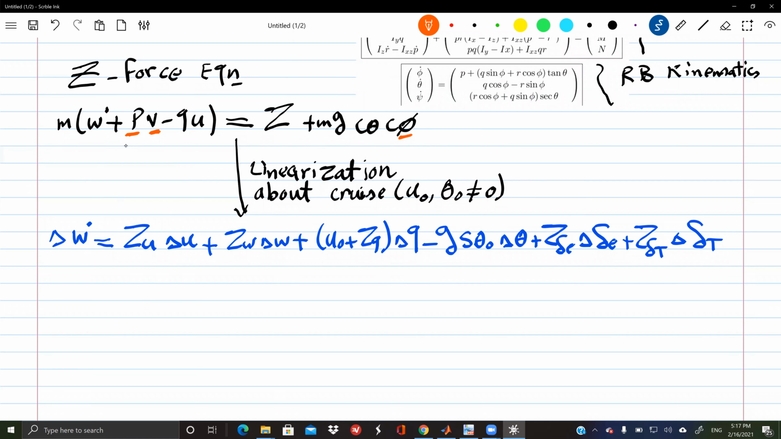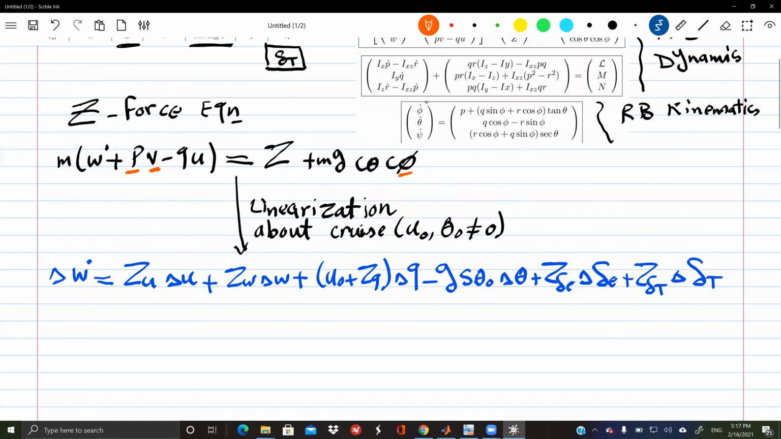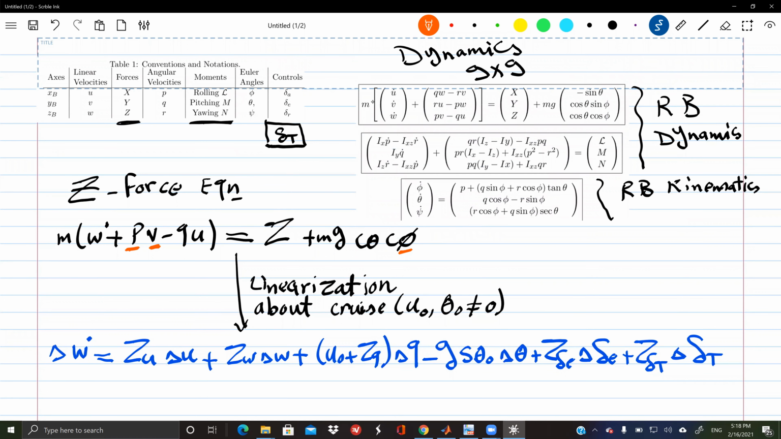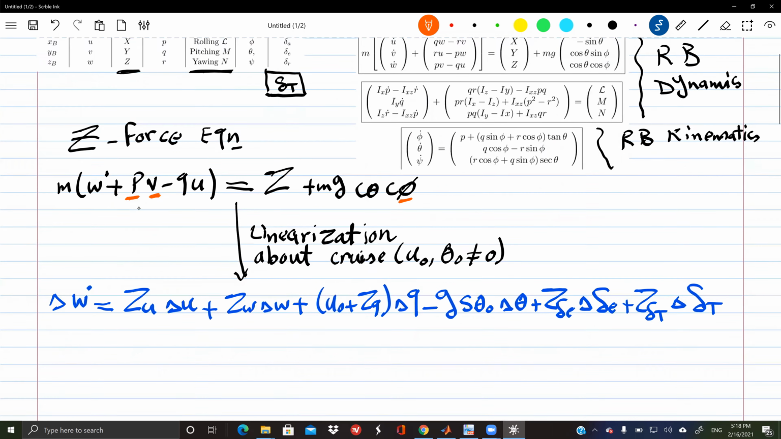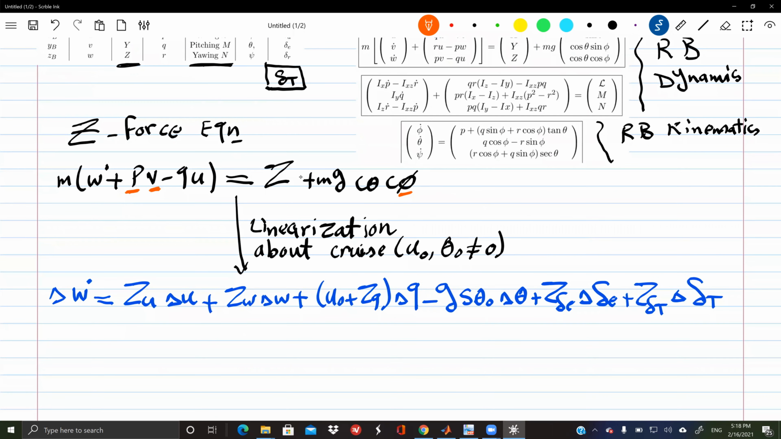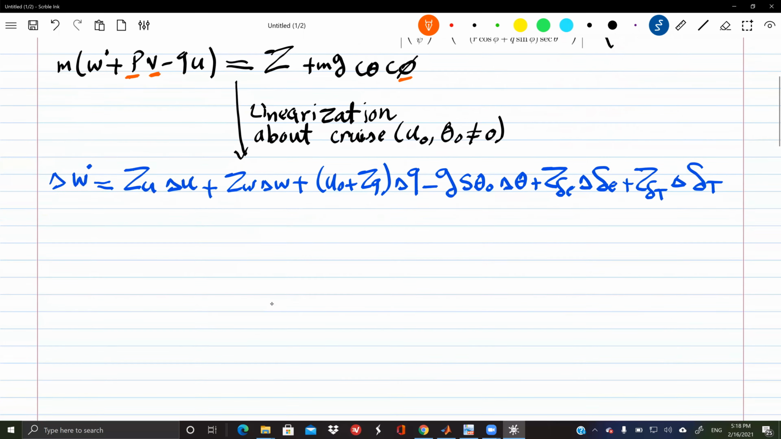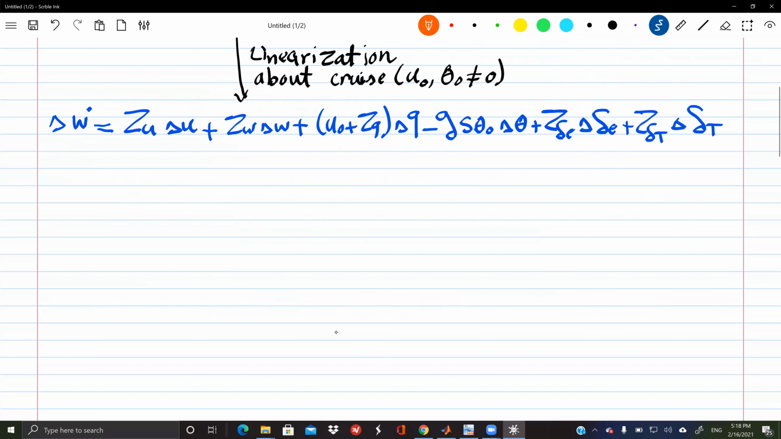This doesn't happen only with the Z force. It happens with all the forces. If you take any of these equations and you linearize it, you will start with a full equation like this, then some of these variables will go away. So what am I trying to say? I'm trying to say the following: because the airplane is symmetric about the XZ plane, we talked about this last time, but I want to emphasize it again.